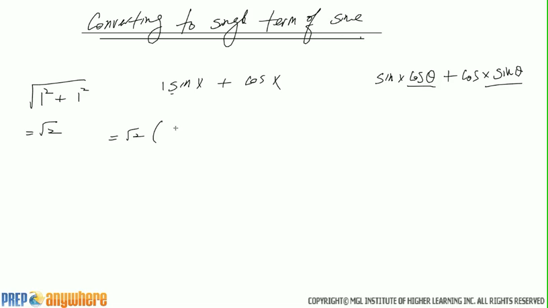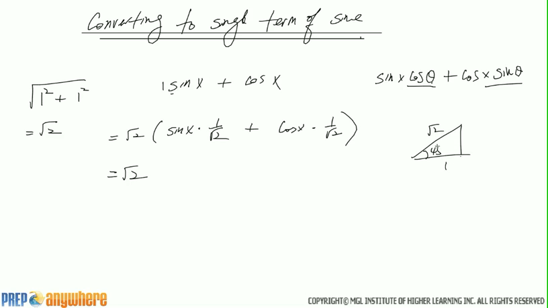Then you get sine of x times 1 over root 2, here we get a cosine of x times 1 over root 2 as well. Now, can you find an angle, cosine of some angle that gives you 1 over root 2? 1 over root 2, that's going to be 45 degrees, or pi over 4, sorry.